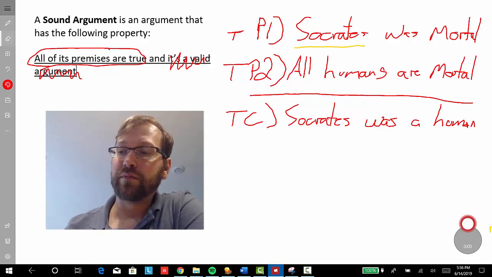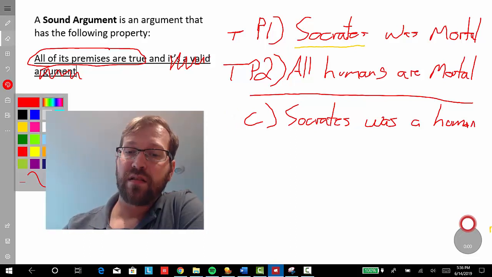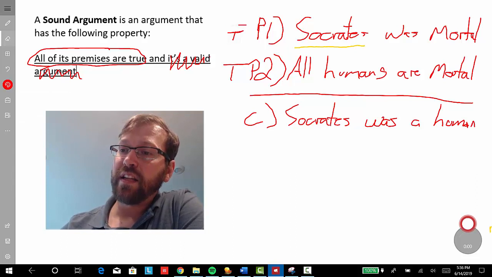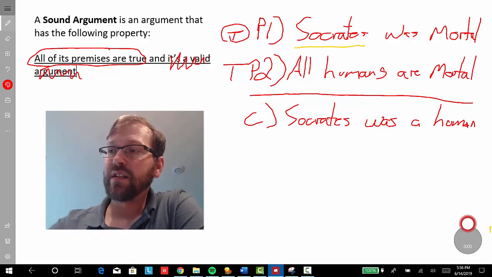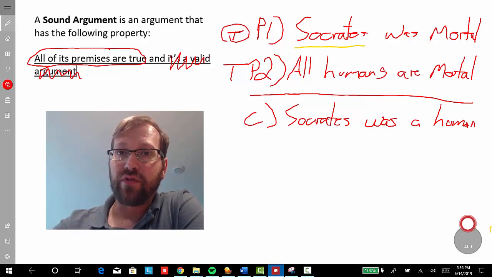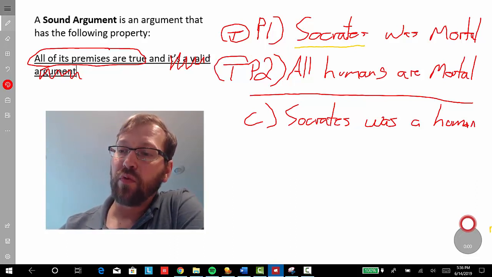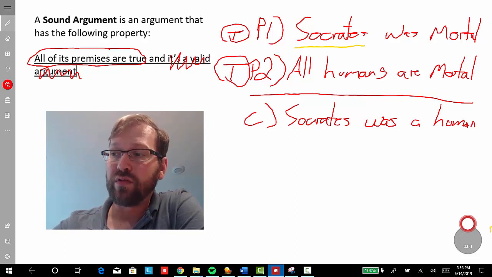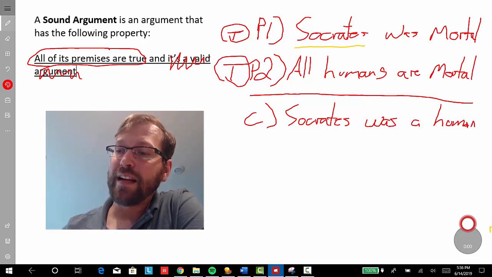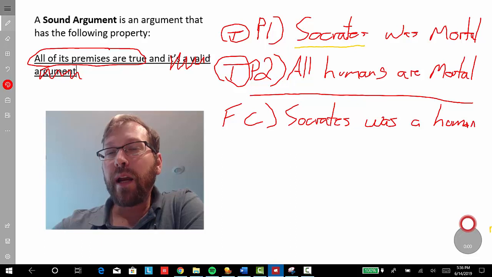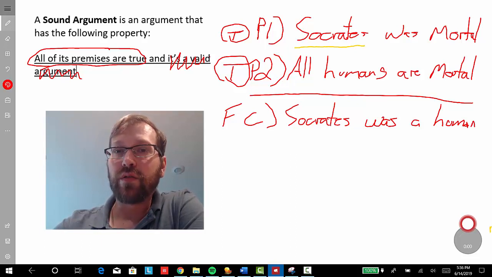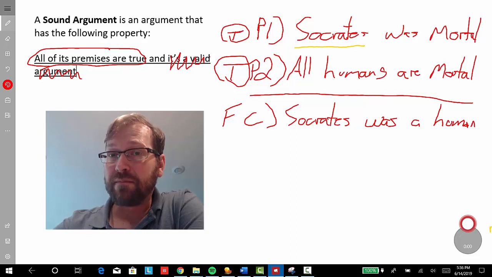If Socrates is a raccoon, then notice that it still is true that Socrates was mortal, because raccoons are mortal. It really is true that all humans are mortal, because even if Socrates is a raccoon, humans are still mortal. But it'll turn out that it's false that Socrates was a human. So you might have thought that the evidence given here in the premises really supports the conclusion, but it doesn't. It's an invalid argument. And since it's an invalid argument, it's got to be an unsound argument.